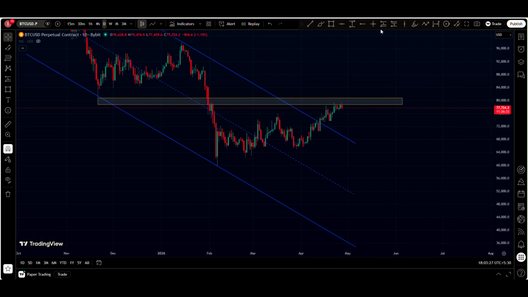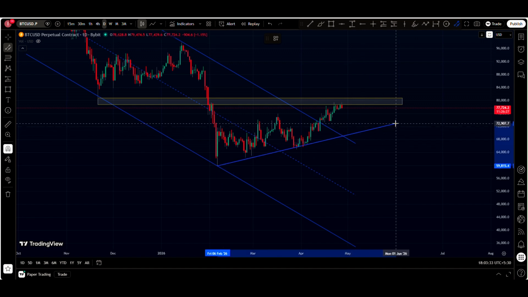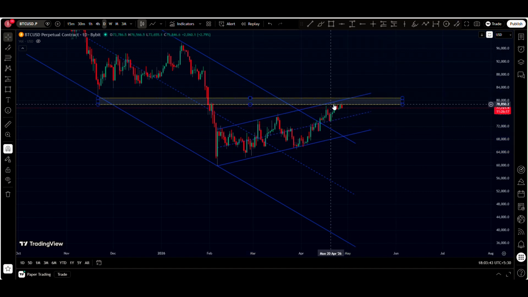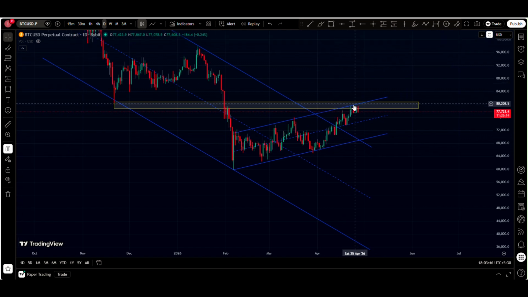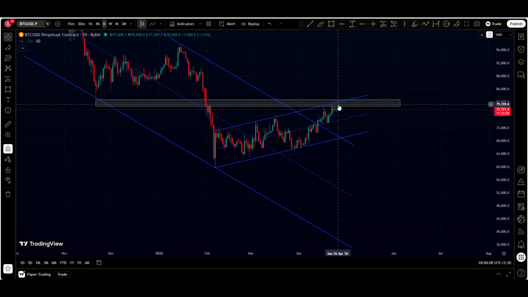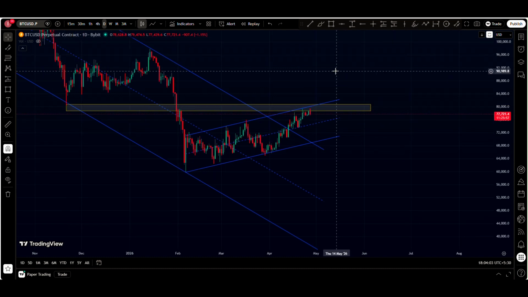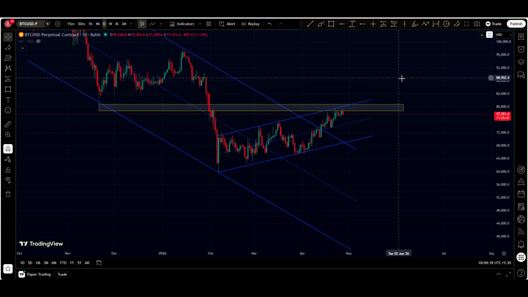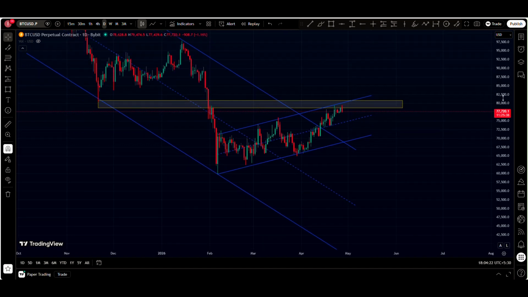So we can mark another parallel channel, this area to this area. So you can see there is a confluence area of resistance that can create a strong resistance in this area. Therefore the market can be going for a downward move. So I'll show you another confirmation for you.